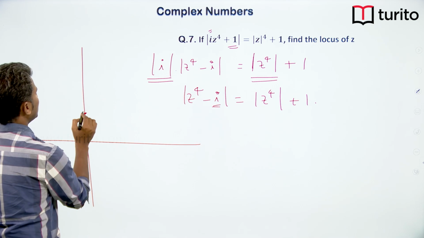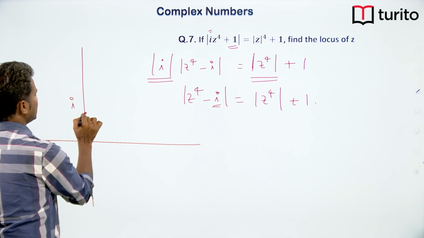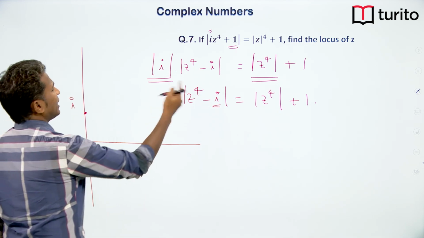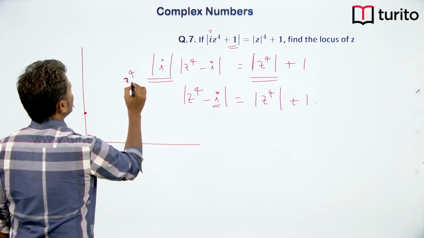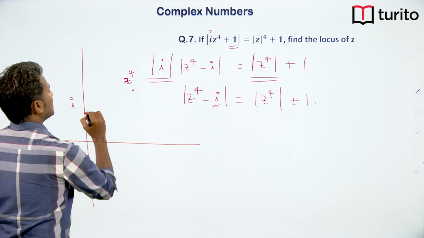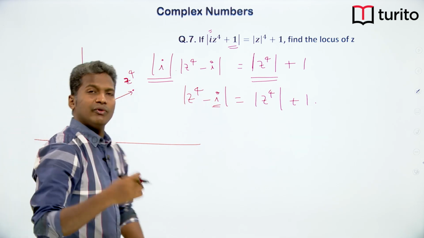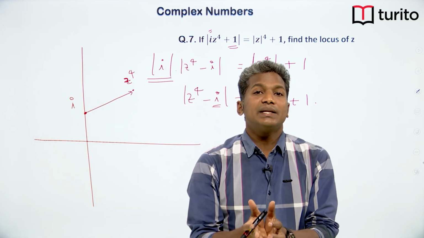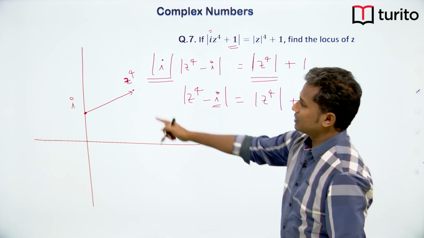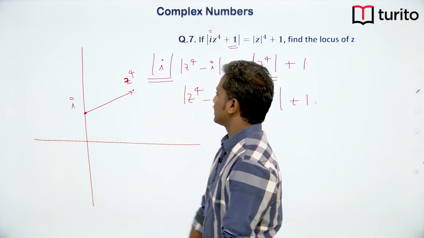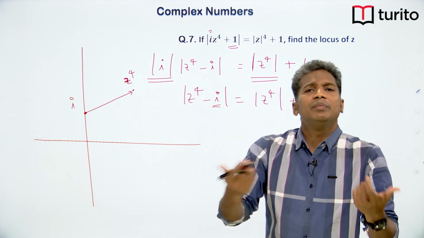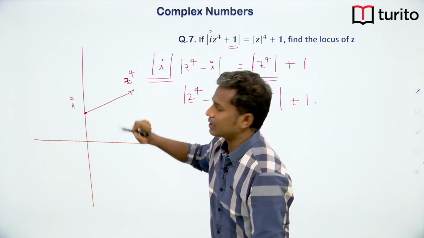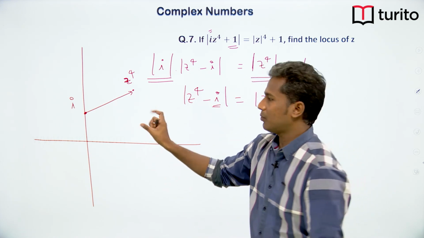I is generally on the imaginary axis, and if I take a random point which is z power 4, okay, z power 4 is my point. Now, joining these two will give me a vector which is the z power 4 minus I vector. So, this is z power 4 minus I vector. Now, mod of z power 4 minus I will be the magnitude of this vector. Okay. So, this is one point.